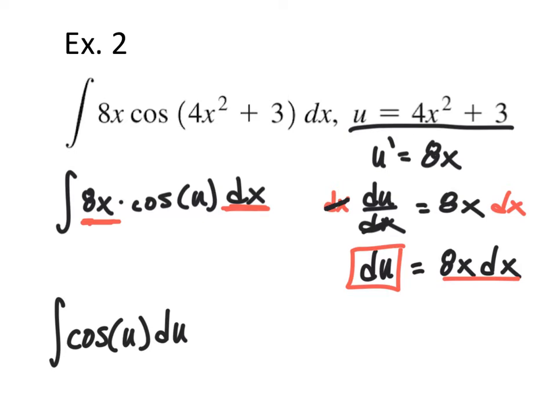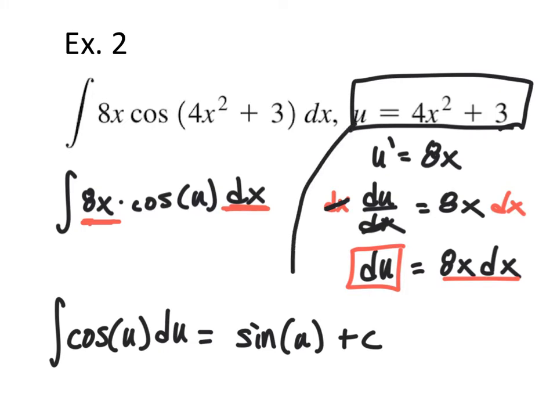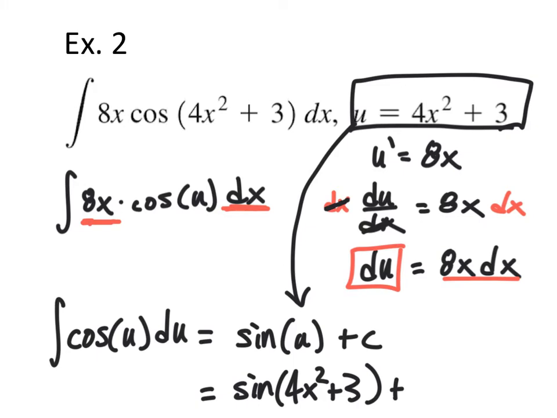Now I'm able to take the antiderivative of this. This is in a form in which I can take the antiderivative. The antiderivative of cosine is just going to be sine. So sine of u, and then plus c. And then I want to resubstitute my u back in down here. So my antiderivative in terms of x is going to be sine of 4x squared plus 3 plus c. And that's my answer.